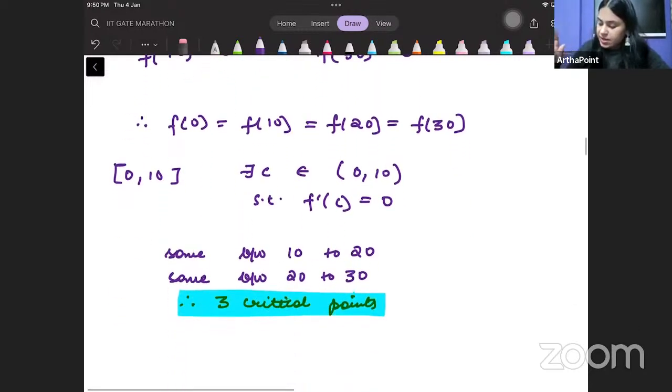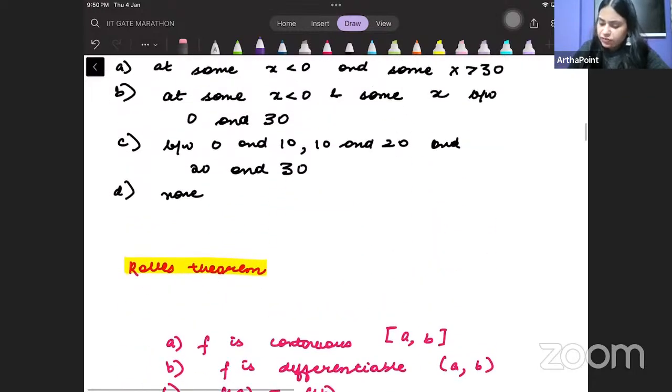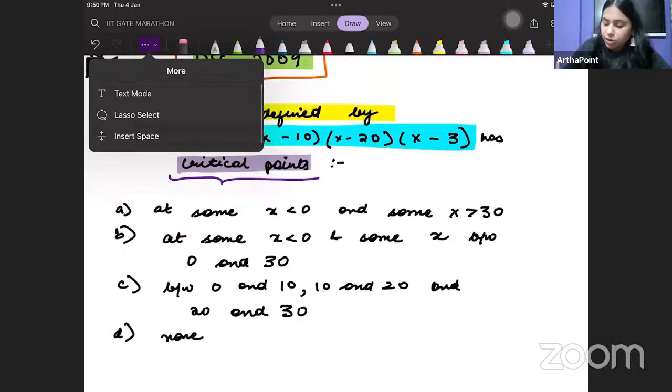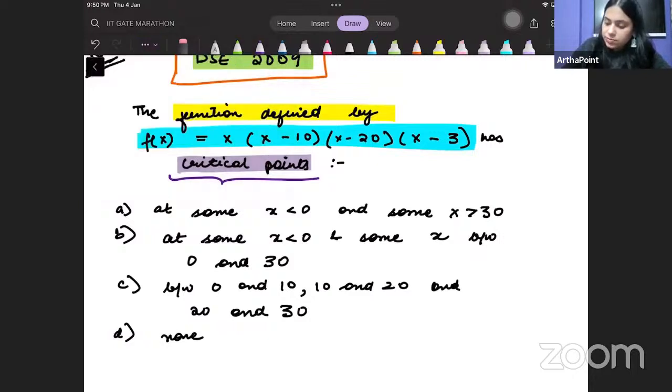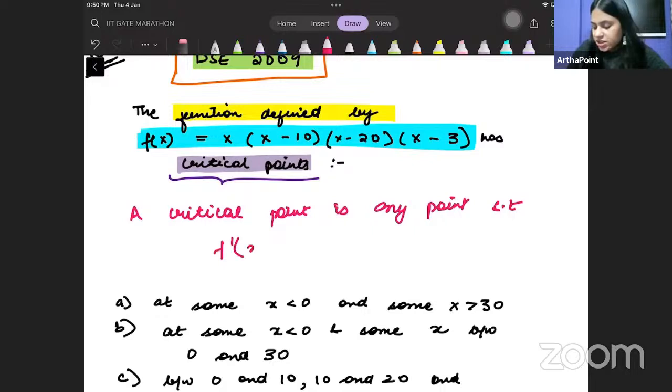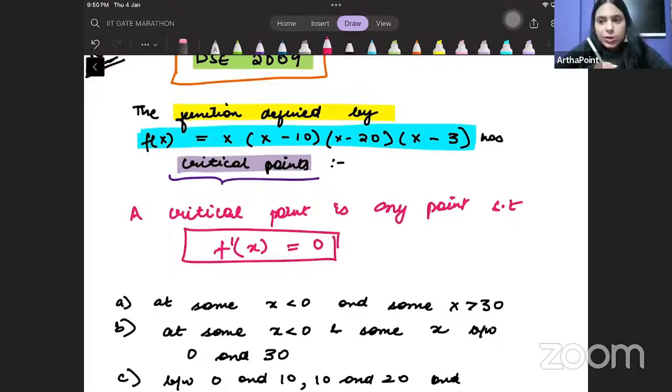So first of all, let us look at this. I have not written it anywhere, but I will just write the definition of the critical point. Please write down. A critical point is any point such that f dash x will give you 0. When you evaluate this function, it will give you 0. That is what a critical point is.